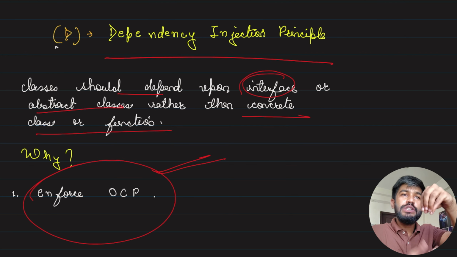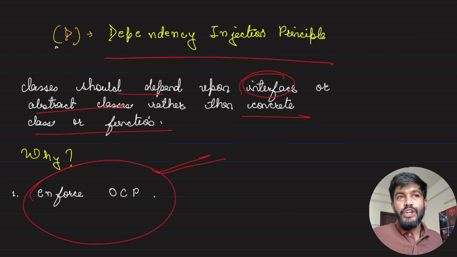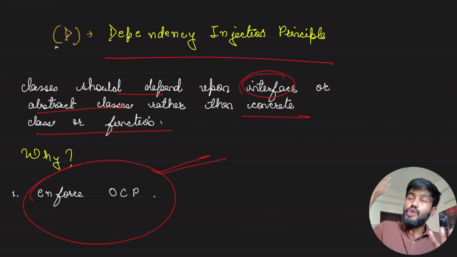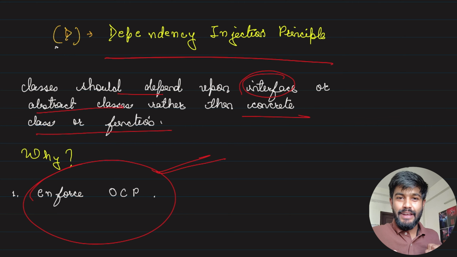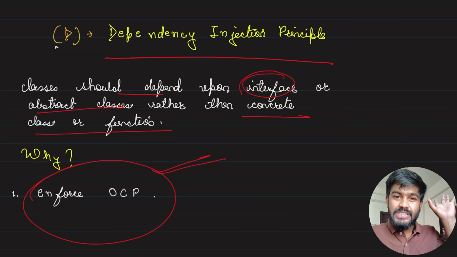Why do we need to use an abstract class or interface even though we don't need it? Because tomorrow if a new change comes up, we can only extend that behavior but won't modify it. This is what the dependency inversion principle is, and why it exists in the first place.